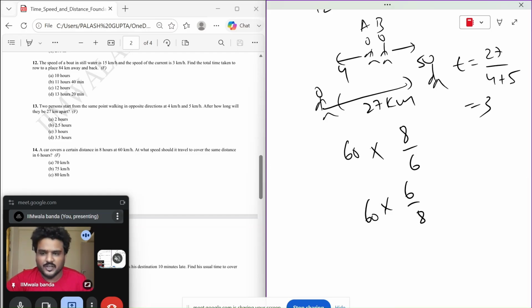directly proportional. So if you look at it, I know that the speed has to increase. This is the case because you have to cover it in lesser time. So in this case, the answer is 80.